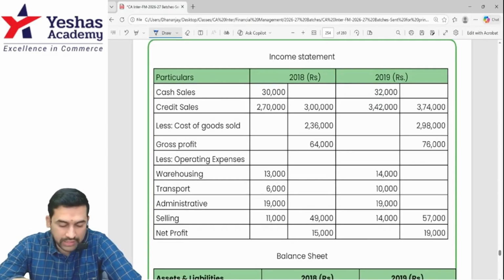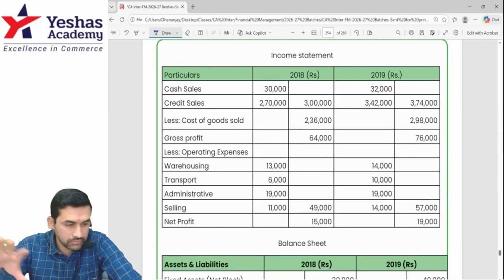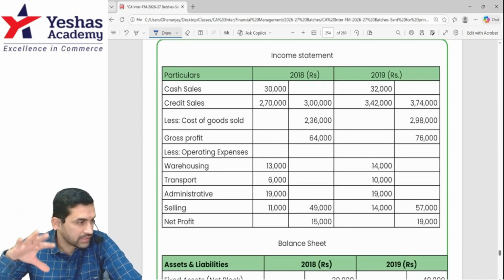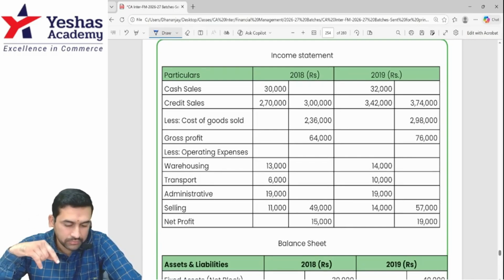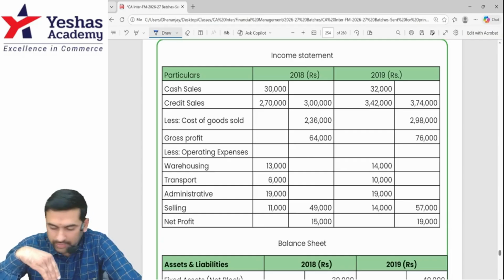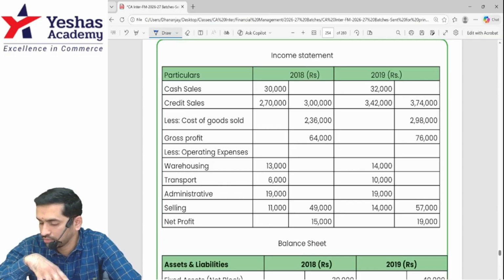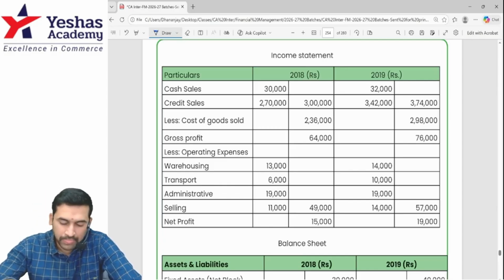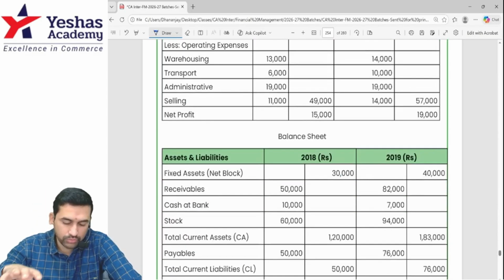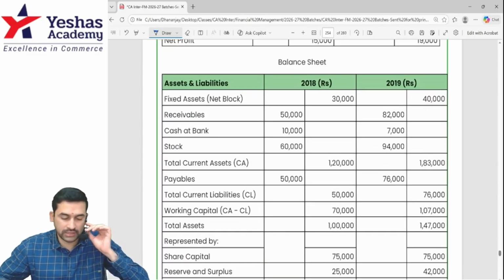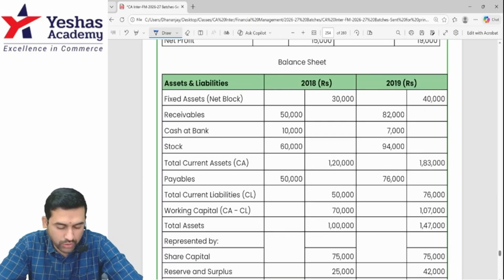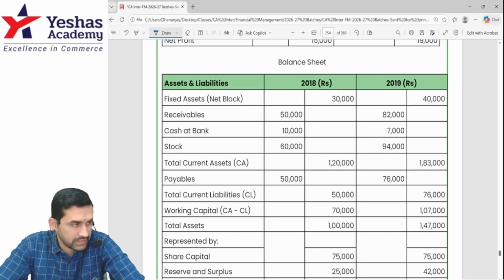Now see, the entire P&L they have done for 2 years: cash sale, credit sale, total sale, COGS, GP, day-to-day operating expenses, warehousing, transport, admin, selling, all related to regular business for both the years given to you. Balance sheet also: fixed asset, receivable, cash at bank, stock, current asset. They shifted current liability here, payable. So they did CA minus CL, working capital.